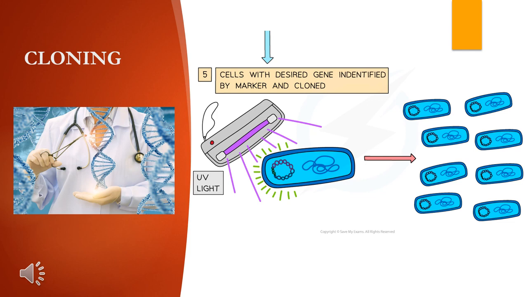Okay, so basically in cloning, cells with the desired gene are identified by the markers, and copies are made from the single organism which was modified, and the making of copies which are exactly similar to the parent one is known as cloning.